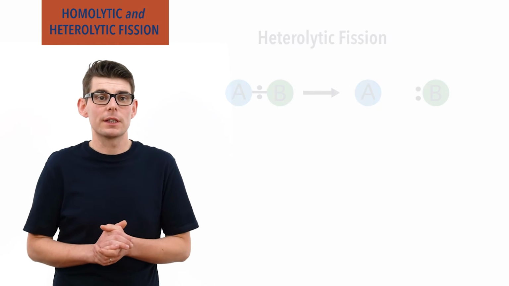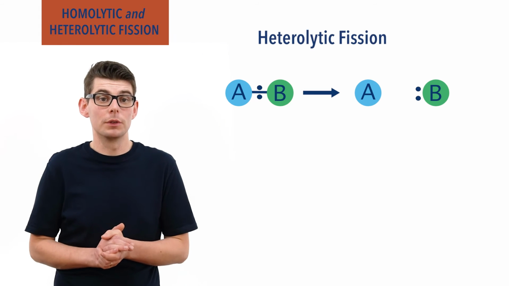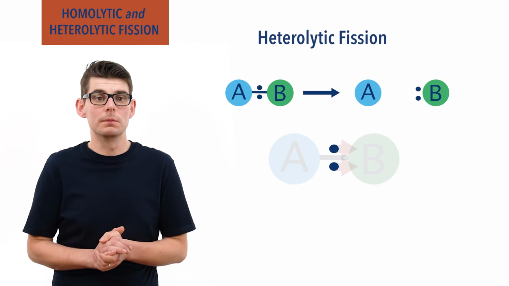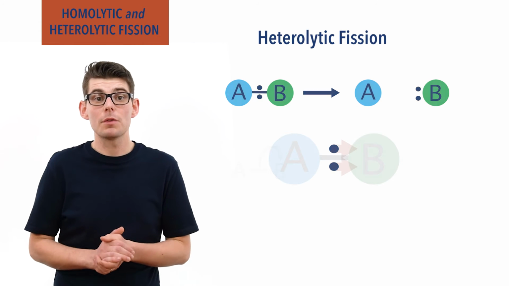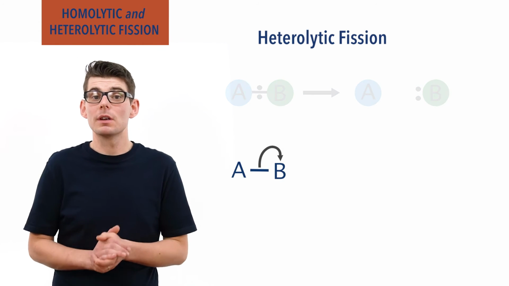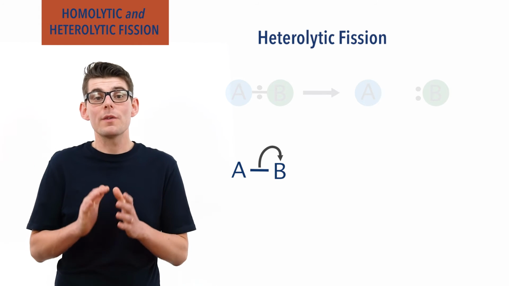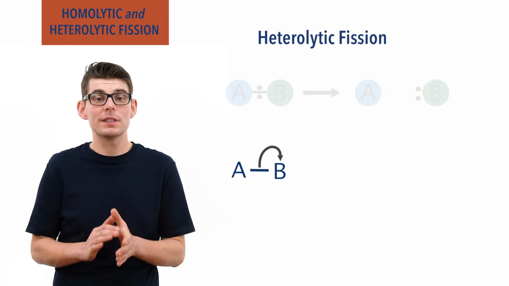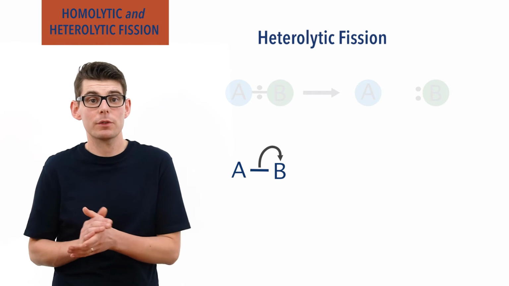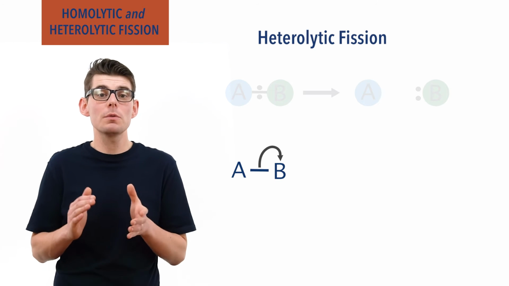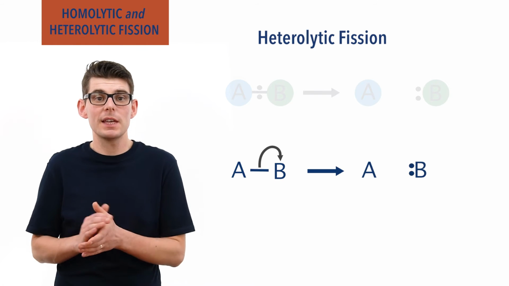For heterolytic fission, both electrons in the bonding pair move from the bond to one of the bonded atoms. Using curly arrows, we would show this as an arrow starting from the middle of the bond, where both electrons are to start, with a full arrowhead pointing to the atom that takes the two electrons. The two electrons from the bond end up as a lone pair of electrons on the atom that takes them.